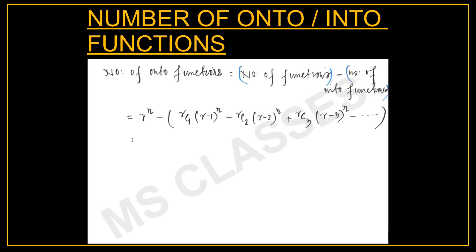Now this gives us R to the power of n minus RC1 (R minus 1) to the power of n plus RC2 (R minus 2) to the power of n minus RC3 (R minus 3) to the power of n, and it continues. So this is the formula for the number of onto functions.